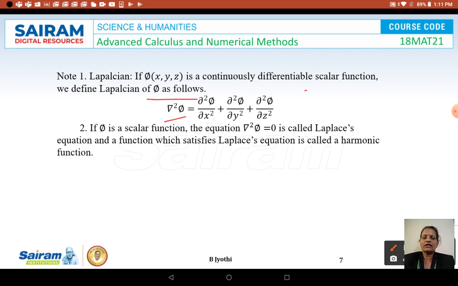If phi is a scalar function, the equation del square phi equals 0 is called the Laplace equation, and a function that satisfies the Laplace equation is called a harmonic function.